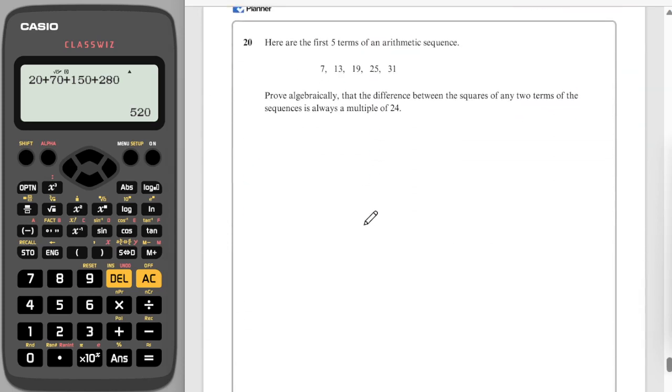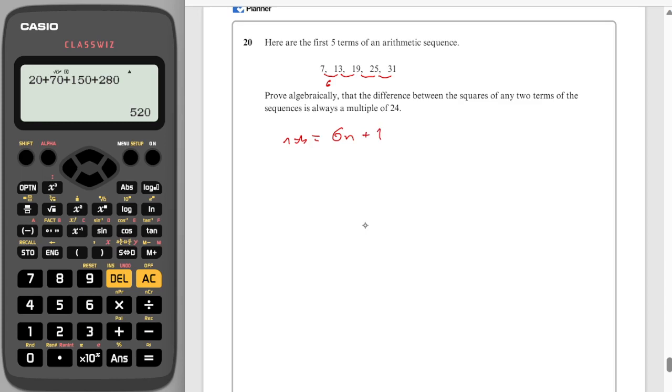Okay, question 20. Here are the first 5 terms of an arithmetic sequence. Prove algebraically that the difference between the square of any 2 terms in the sequence is always a multiple of 24. Okay, so I'm going to start by working out the nth term for this sequence. So the nth term is going to be equal to, we've got a constant difference of 6. So the nth term is going to be equal to 6n plus, what do I need to do to 6 to get to 7? I need to add on 1.